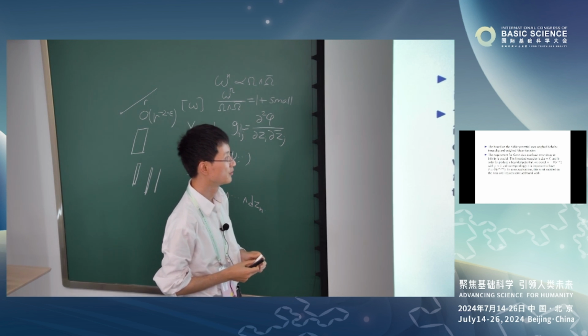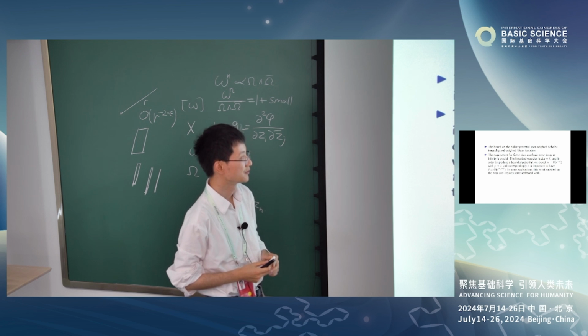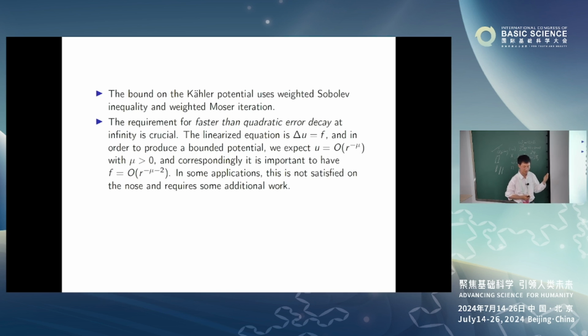Now, the word quadratic has a certain meaning here, because if you think about the linearized equation of the complex Monge-Ampère equation, what you get is this Poisson equation. So for the Poisson equation, if you want to produce a bounded potential, meaning you want the solution of the Poisson equation, this u, to be bounded, then generally speaking, from the intuition you get from the Euclidean Laplace equation, you want this f to decay at least quadratically. So this is what the general package allows you to do.